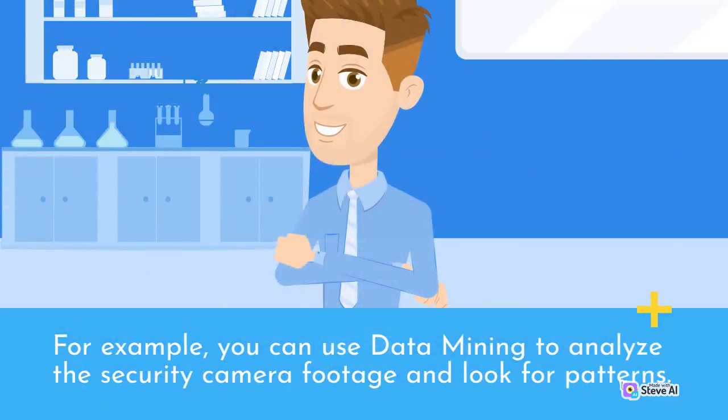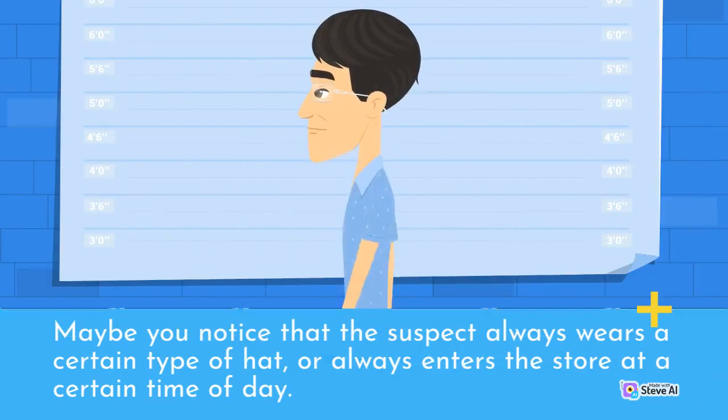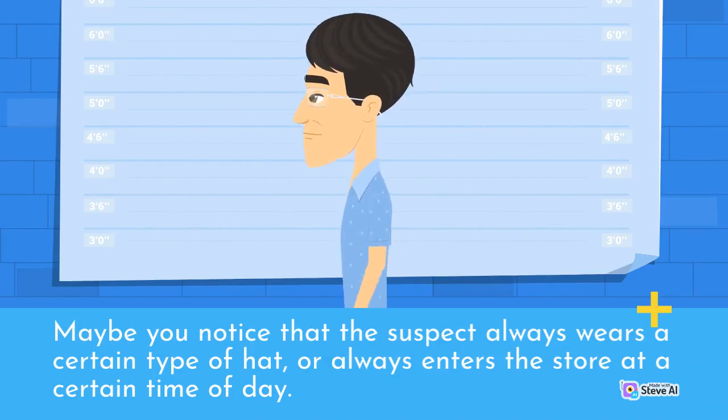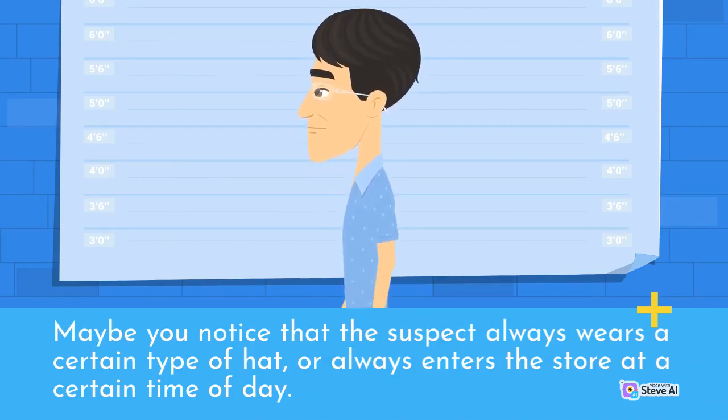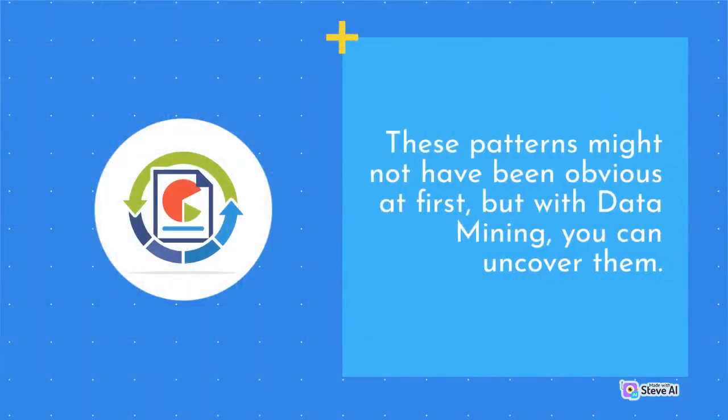For example, you can use data mining to analyze the security camera footage and look for patterns. Maybe you notice that the suspect always wears a certain type of hat, or always enters the store at a certain time of day. These patterns might not have been obvious at first, but with data mining, you can uncover them.